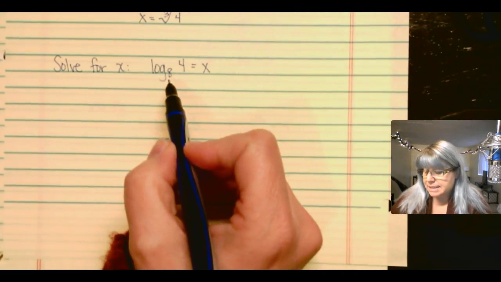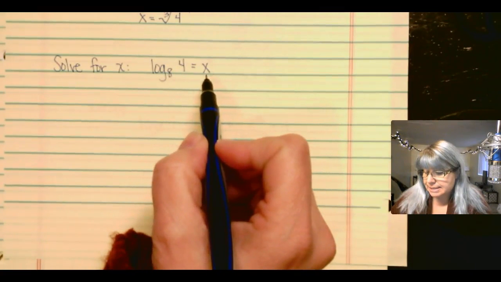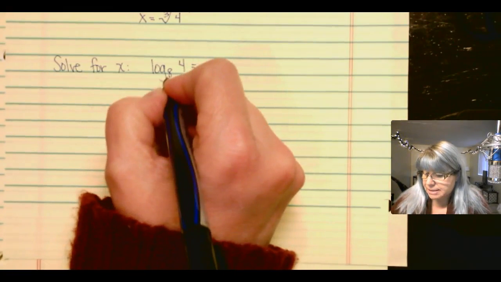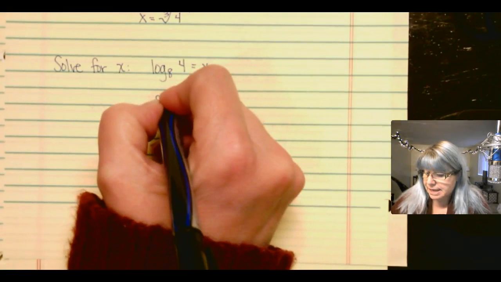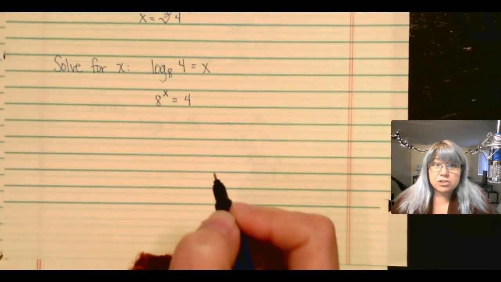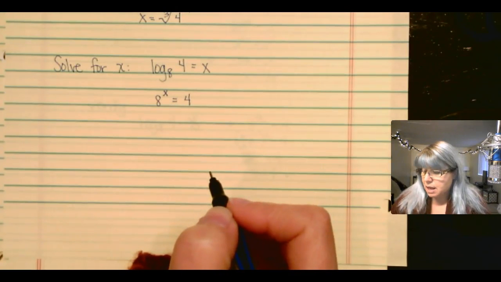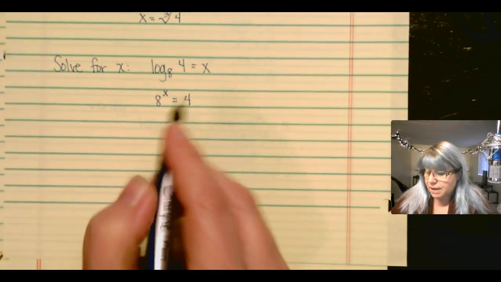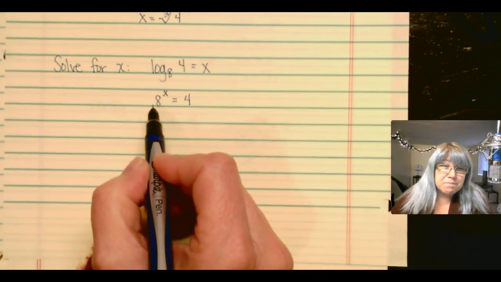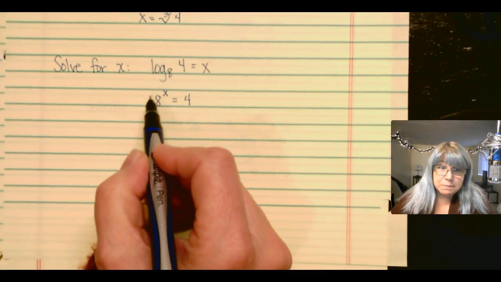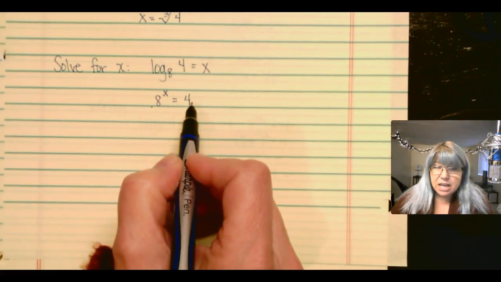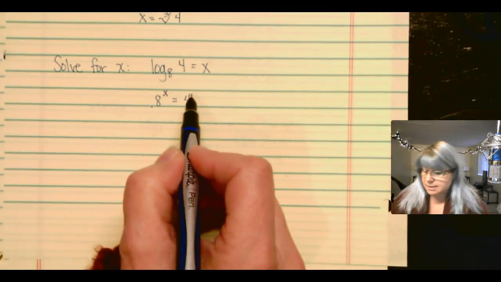All right, let's try another problem. Log base 8 of 4 equals x. I'm going to rewrite it in exponential form. Base is 8, power is x, equals 4. Now there's a couple of ways of solving for this, but what I want to do is change this so the base is the same on each of the sides, then all I need to do is compare the exponents.